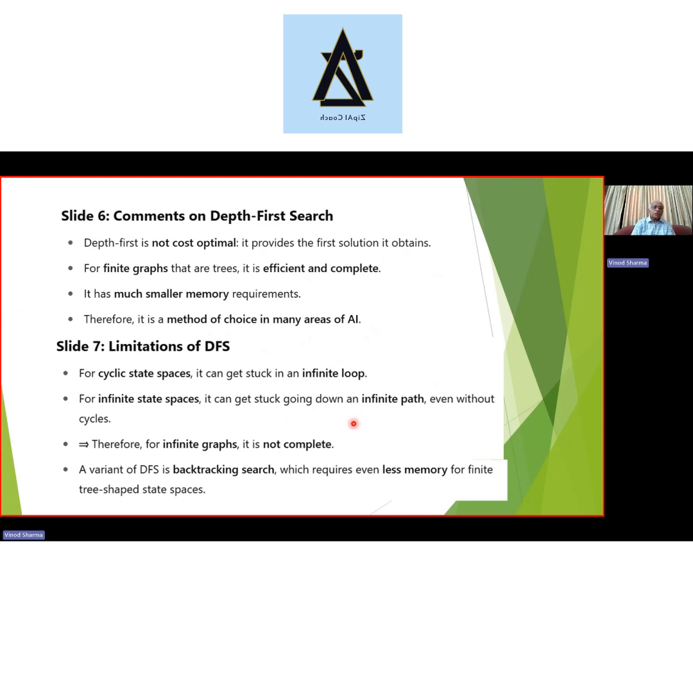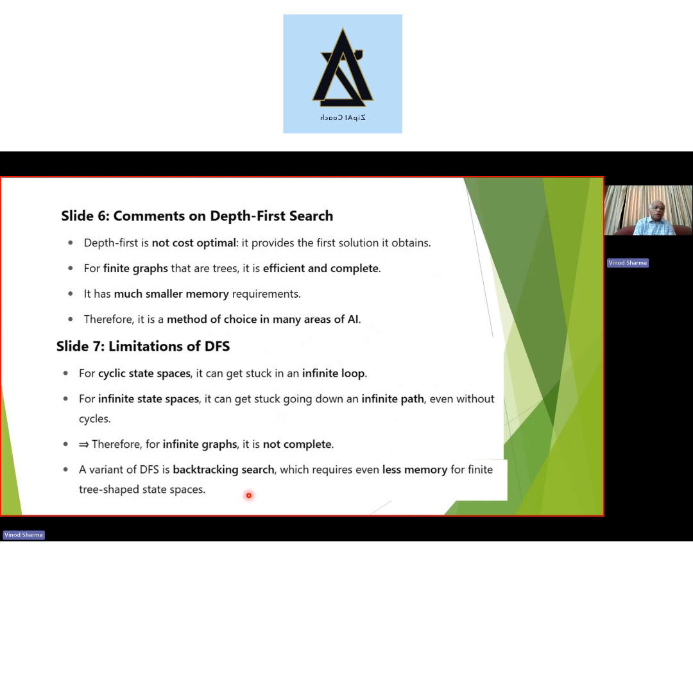For infinite state spaces, where the graph has an infinite number of nodes, it can get stuck going down an infinite path, because at any node you are going along the node which has maximum depth, and it is possible that you just follow an infinite path, so it will keep going on the path. There may not be a goal node, so you will never achieve a goal, and you will never stop even when there are no cycles in this case. Therefore, for infinite graphs, the DFS algorithm is not complete.